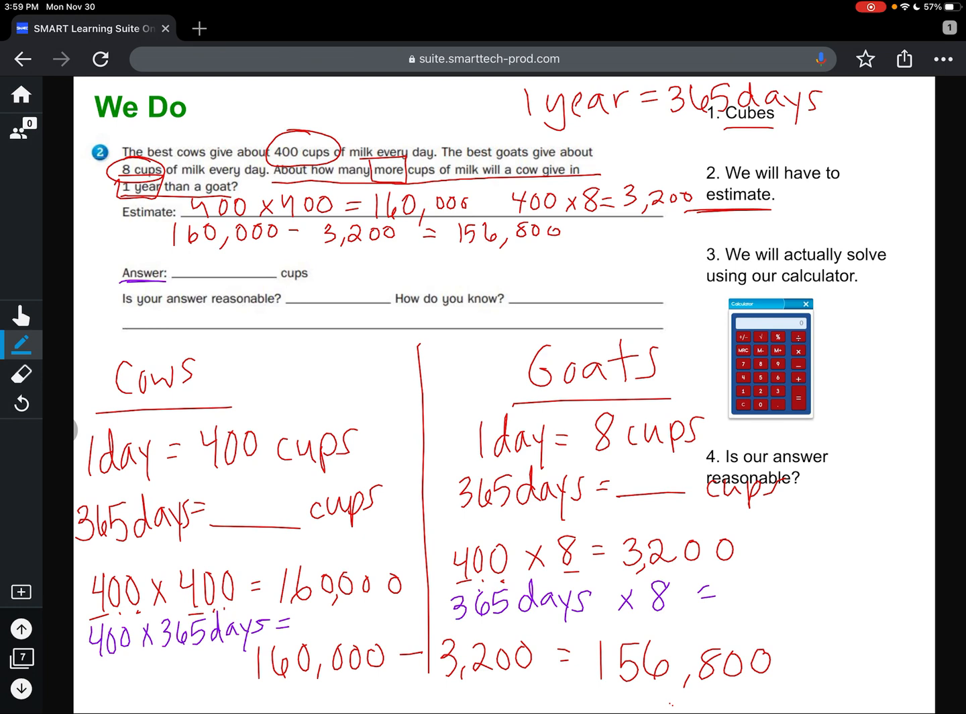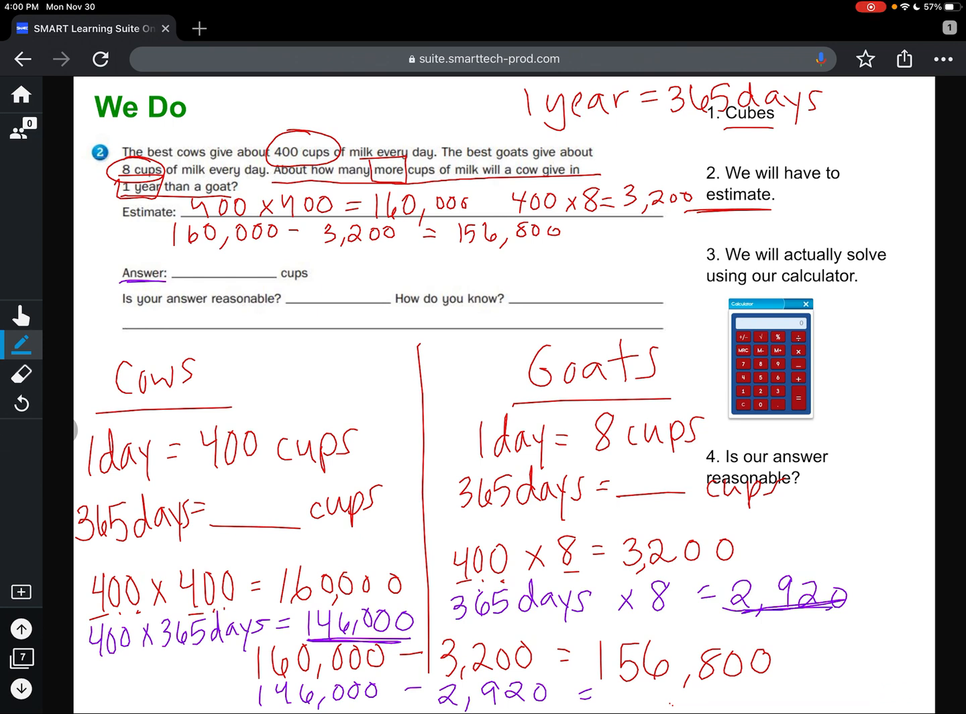And when I use my calculator and do 400 times 365, I got 146,000. And when I did my goat, so 365 days times 8 cups, I got 2,920. Now I need to do my cows minus my goats to be able to find the actual answer.